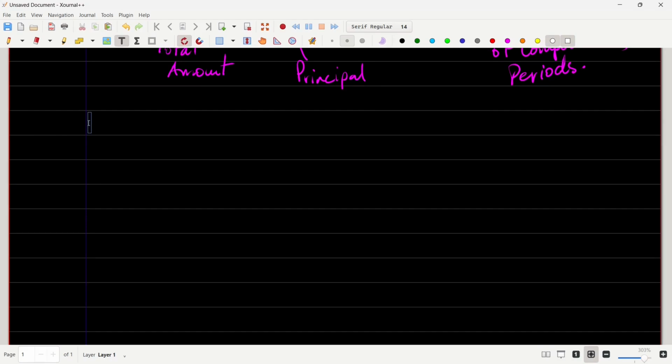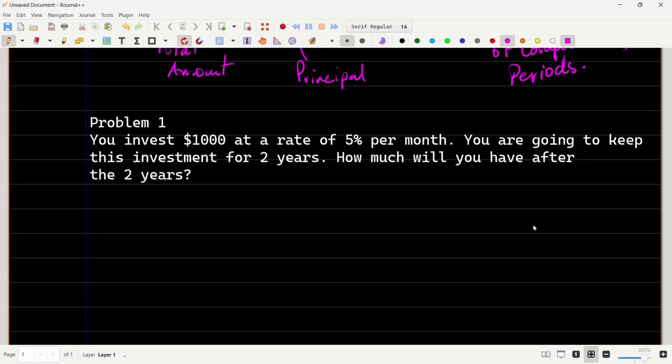Let's say you invest $1,000. Let me just write down the problem first, actually. Okay, let's say this is the first problem. So let's say you have $1,000 and you have an interest rate of 5% per month, and you're going to keep this investment for about 2 years. You want to find out how much money you will have after the 2 years.